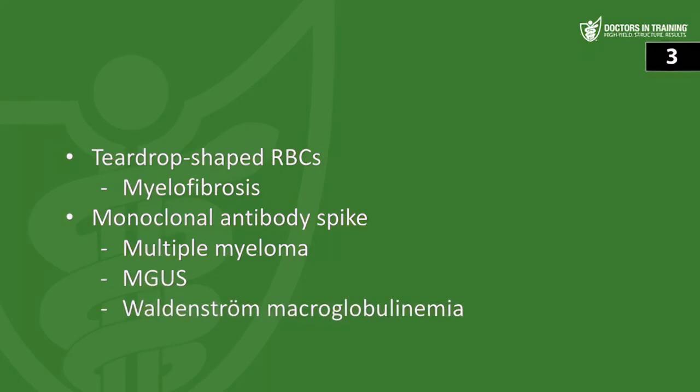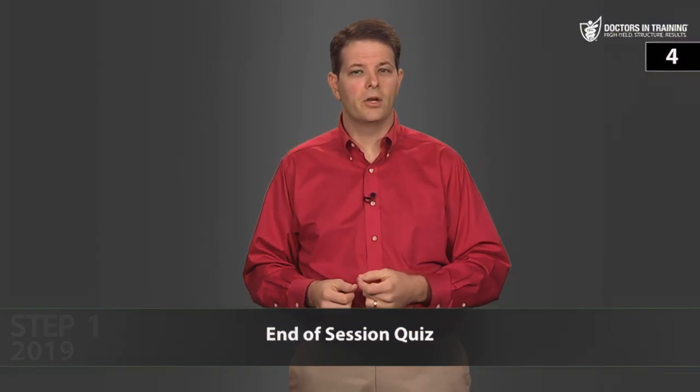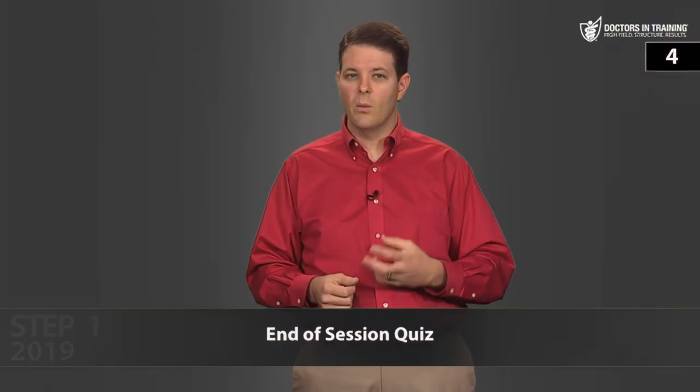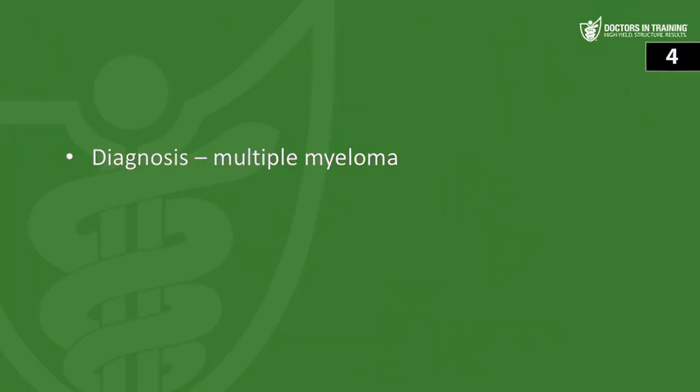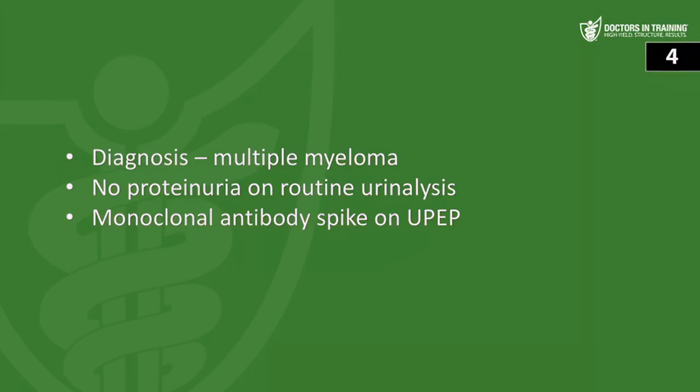And the last one, a patient with anemia, hypercalcemia, and bone pain undergoes a bone marrow biopsy which reveals plasma cells. What's the diagnosis and what may be found on urinalysis? So the diagnosis is multiple myeloma. That's pretty straightforward. But the tricky part of this question is that on routine urinalysis, you're not going to see proteinuria. The patient may have Bence-Jones proteins in the urine, but these don't show up as proteinuria on a routine urinalysis. But if you ordered a urine protein electrophoresis, that would show the monoclonal antibody spike.